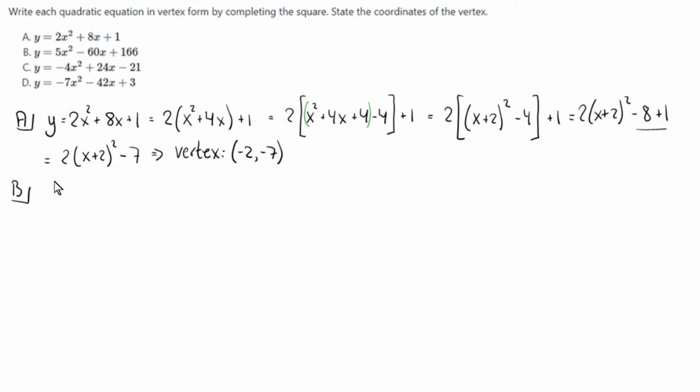Our second trinomial is y equals 5x squared minus 60x plus 166. We factor out the GCF from the first two terms, which is 5, which leaves us with x squared minus 12x.